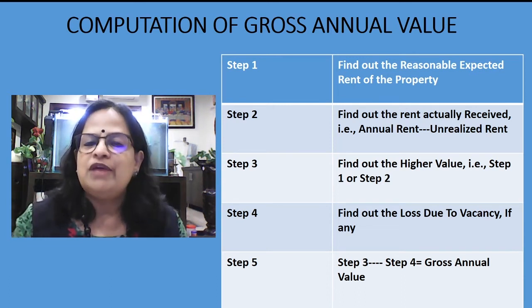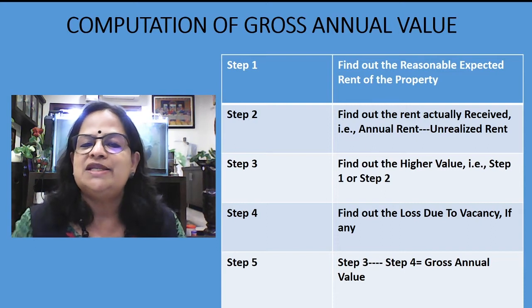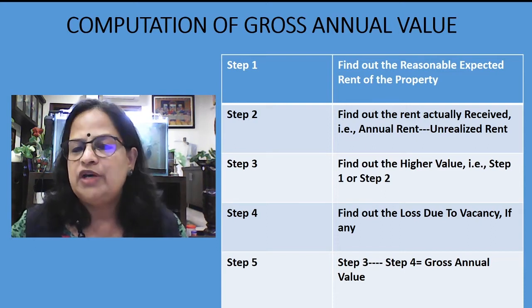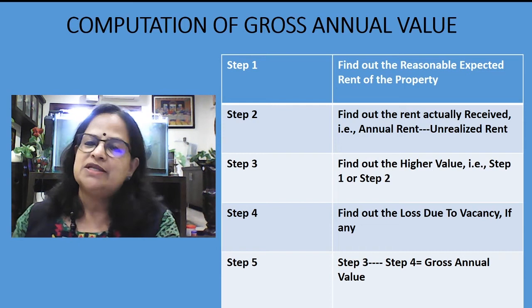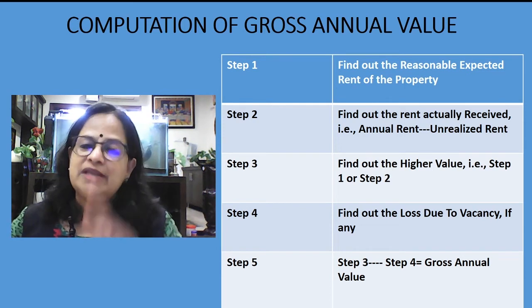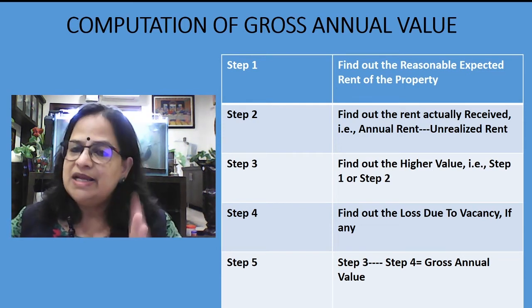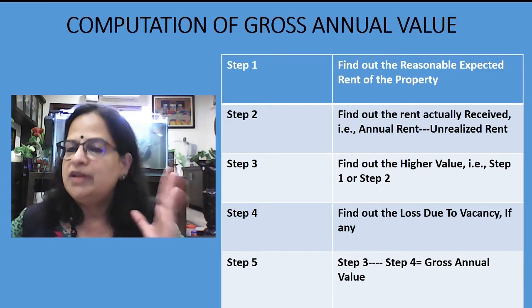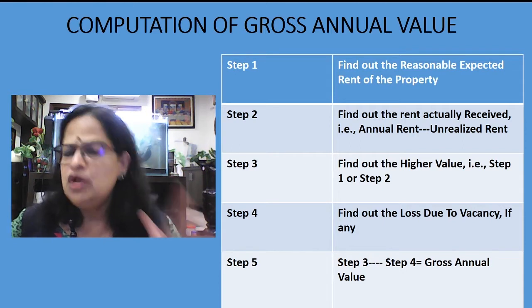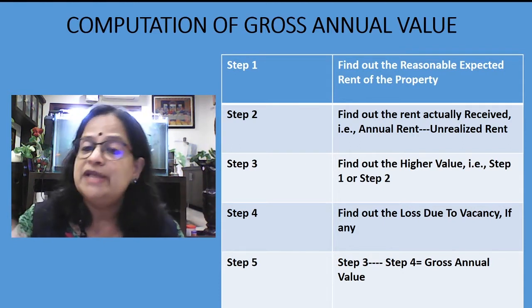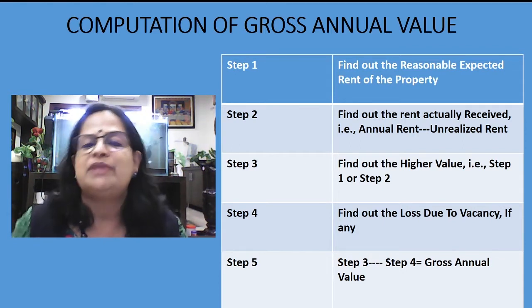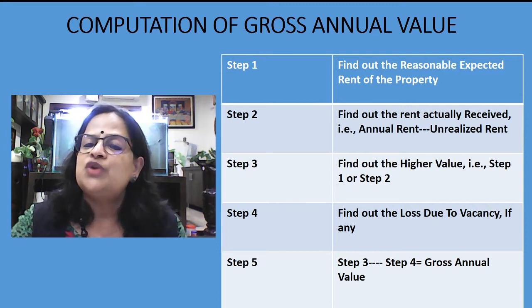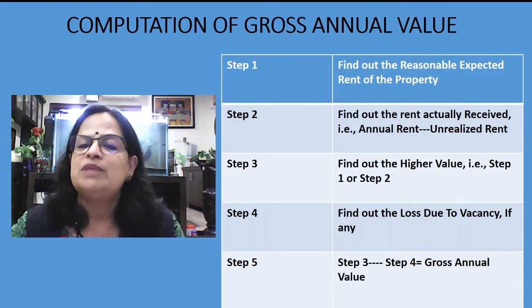Now step 4 value, find out loss due to vacancy if any. Now vacancy allowance, you have to remember that house was vacant. See, unrealized rent and vacancy allowance is different. Unrealized rent meaning tenant is still there in the building or in the house property. He still occupied that house property. Whereas vacancy meaning house is vacant due to some reason. Maybe that owner is not getting a tenant for 3 months or 4 months. That will be mentioned in the question. So that is the vacancy.